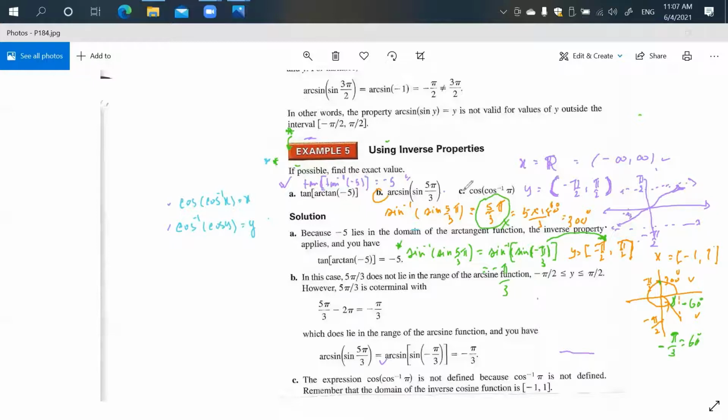Blue. Okay, now question C. Cosine, arc cosine, right? Question C, we can write down cosine, arc cosine. I like that, just follow what they say. Arc cosine pi, cosine, arc cosine pi. If you do this one properly, you consider this one first, right?